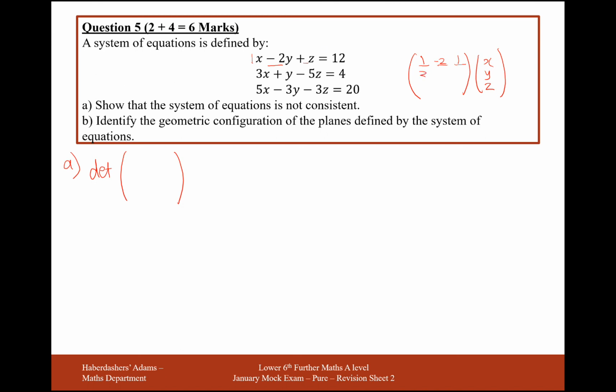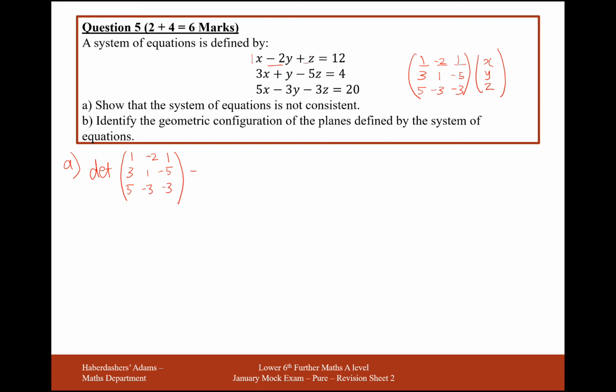The next spot, working one down, is 3, and that would be 3 times x. Working along, we need a 1 to times by the y, and a minus 5 to times by the z. And the bottom here is going to be 5 to times by the x, minus 3 to times by the y, and another minus 3 here to times by the z to make minus 3z. So our matrix here is 1, minus 2, 1, 3, 1, minus 5, and 5, minus 3, minus 3.